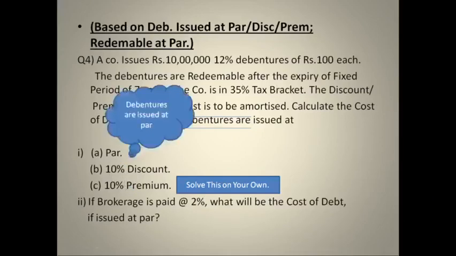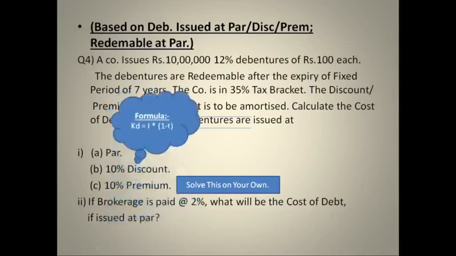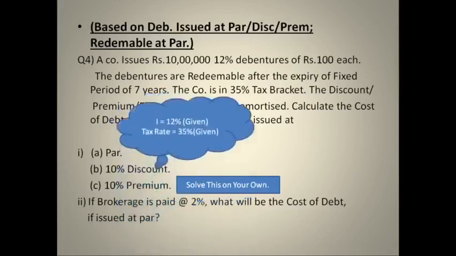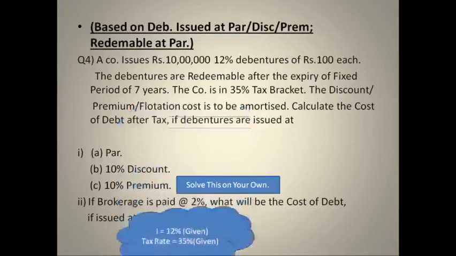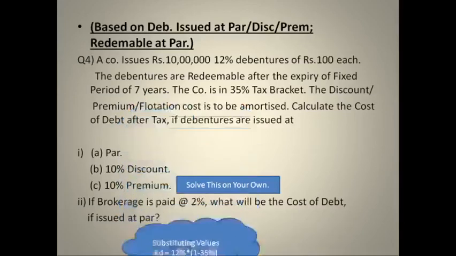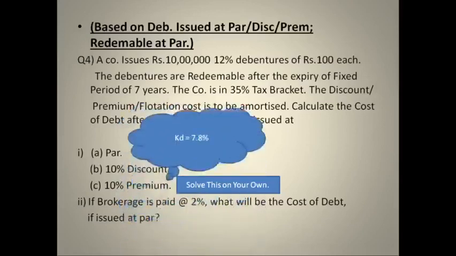And what is the formula for that? The formula is cost of debt, KD, equals interest into 1 minus tax rate. We will identify the values of interest and tax separately, substitute those values and get the final answer. The value of I, the interest rate given in the question, is 12% and the tax rate given in the question is 35%. So we substitute those values and get the final answer as 7.8%.